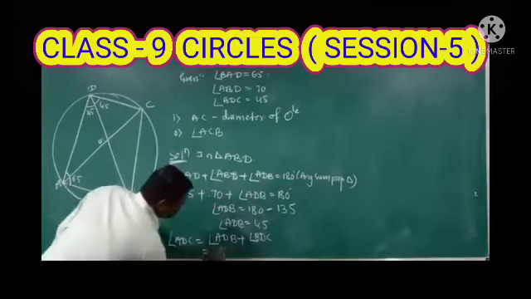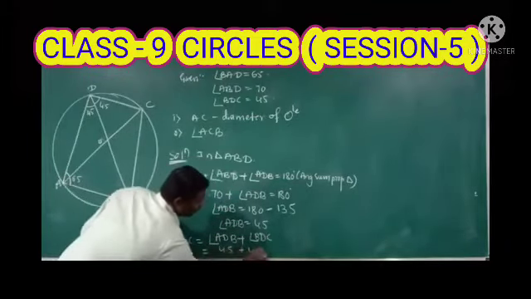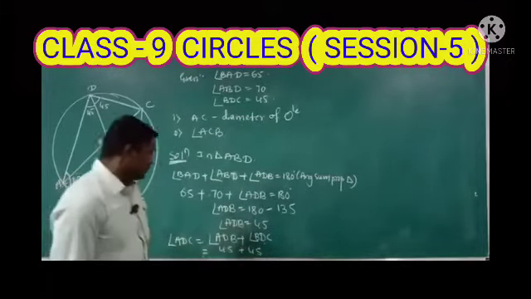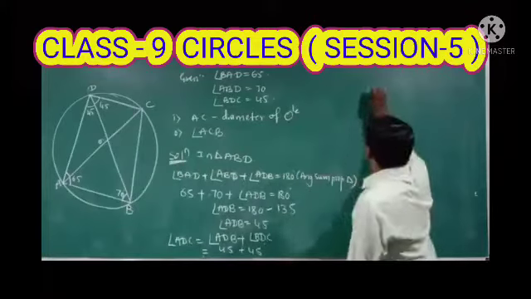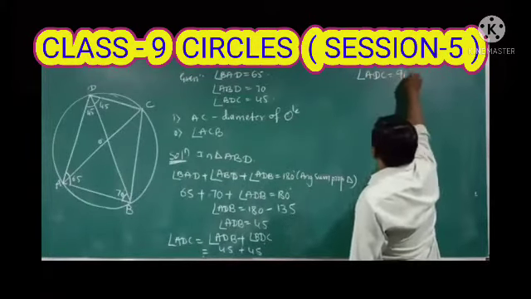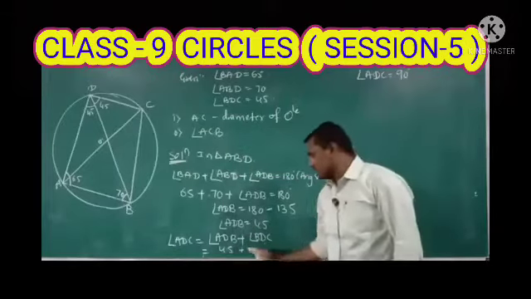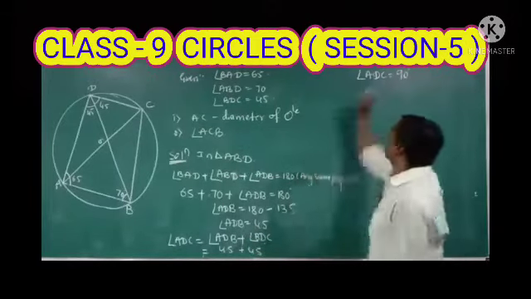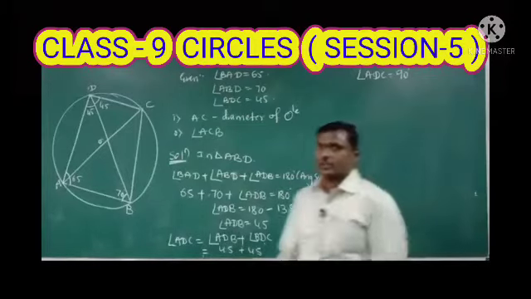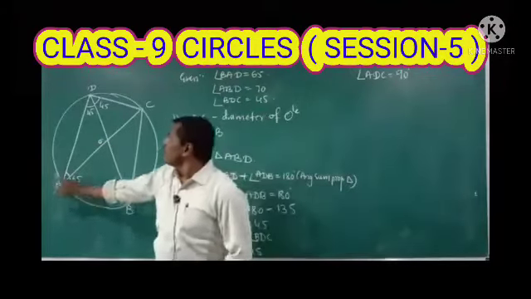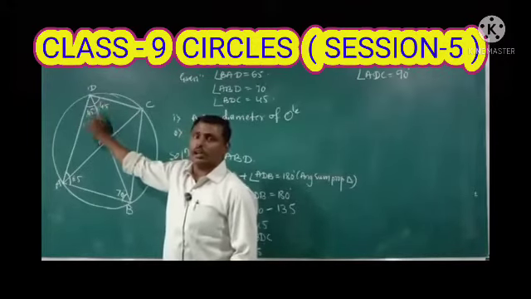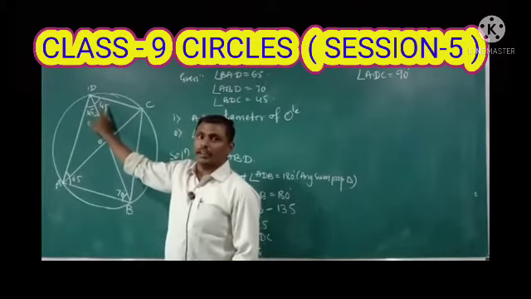So these two angles are 45 degrees each. So 45 plus 45, angle ADC is equal to 90 degrees. By adding these two, 45 and 45, we get angle ADC is equal to 90 degrees. Just observe that angle ADC is 90 degrees. The sum of these two angles is equal to 90 degrees, right?